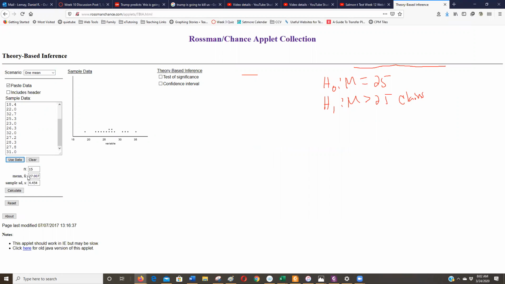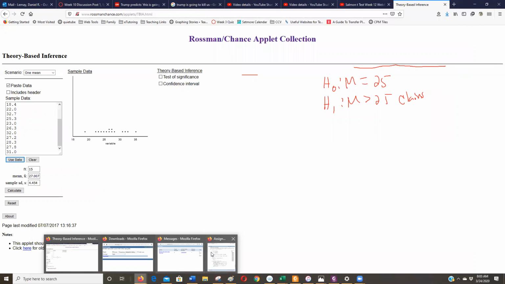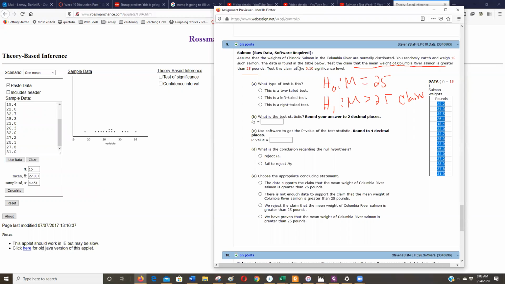One thing in the condition check that I didn't do is that this sample size is only 15, and for the central limit theorem to hold, it's got to be 30 or more. But if we come back and look at what they told us, the weight of the Chinook salmon in the Columbia River is normally distributed. So the condition is sample size bigger than 30 or normal parent population. We have a normal parent population, so we know the sampling distribution of the average of these weights is going to be approximately normal. So I've got this data in.